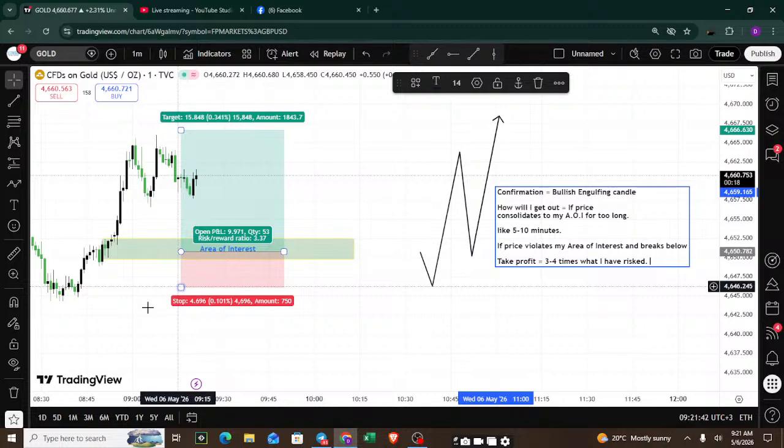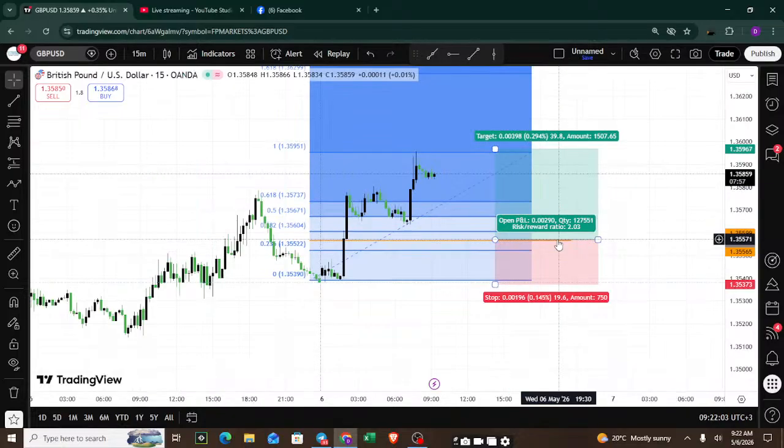So we are also going to be checking out gold, GBP USD, and this will be our area of interest.